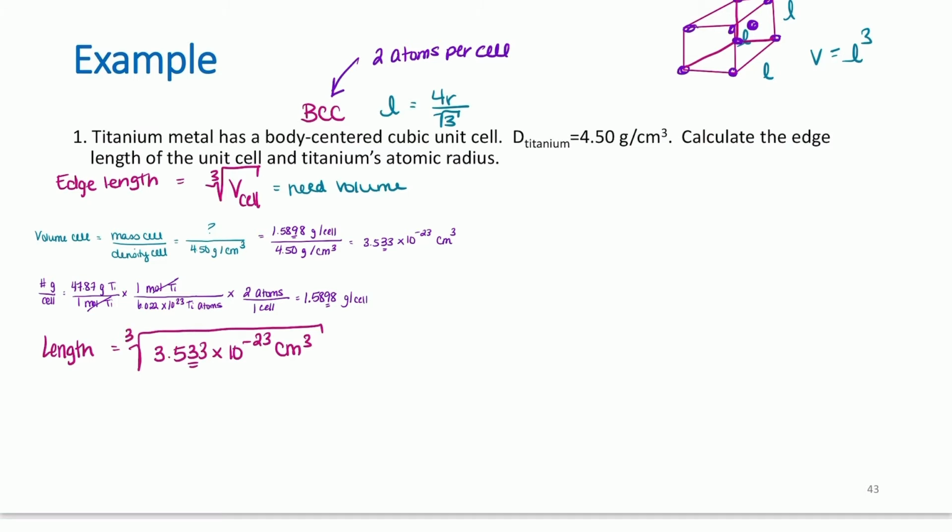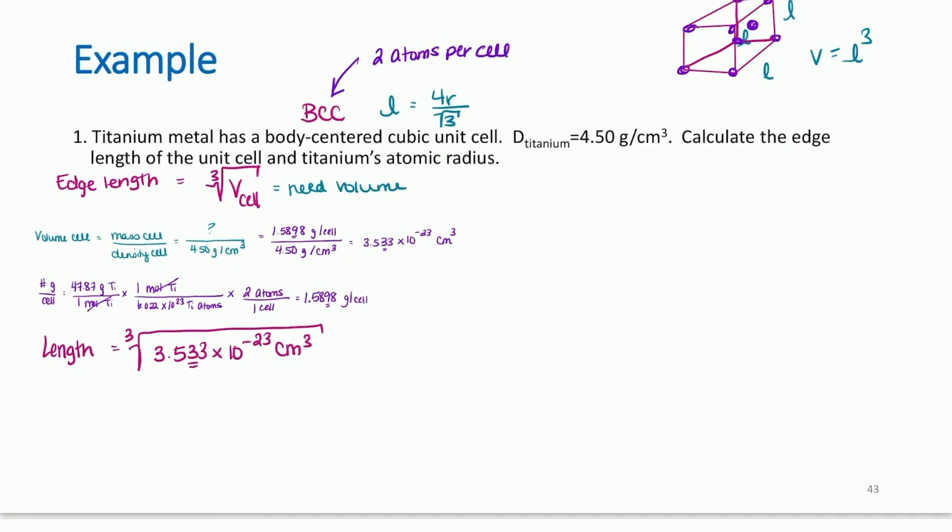If you don't know how to do this on your calculator, most of you guys will have to put this in your calculator as 3.533, hit that double E button, minus 23, and then I want you to raise it, it's a little caret symbol, raise to 1 divided by 3. That's how most of you will have to plug this into your calculator to take the cubed root.